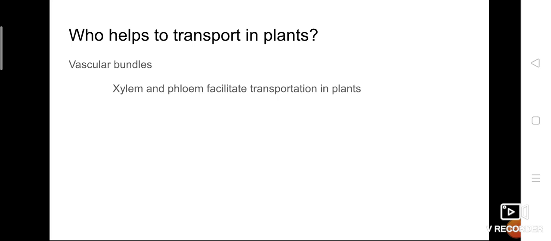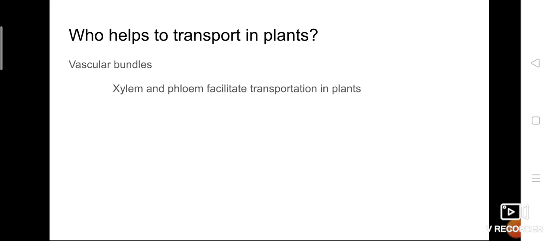Like in human beings, similarly in plants, xylem and phloem are tube-like structures. Blood travels inside the blood vessel, and a blood vessel is a tube-like structure. Do you remember? Like that, xylem and phloem are also tube-like structures.